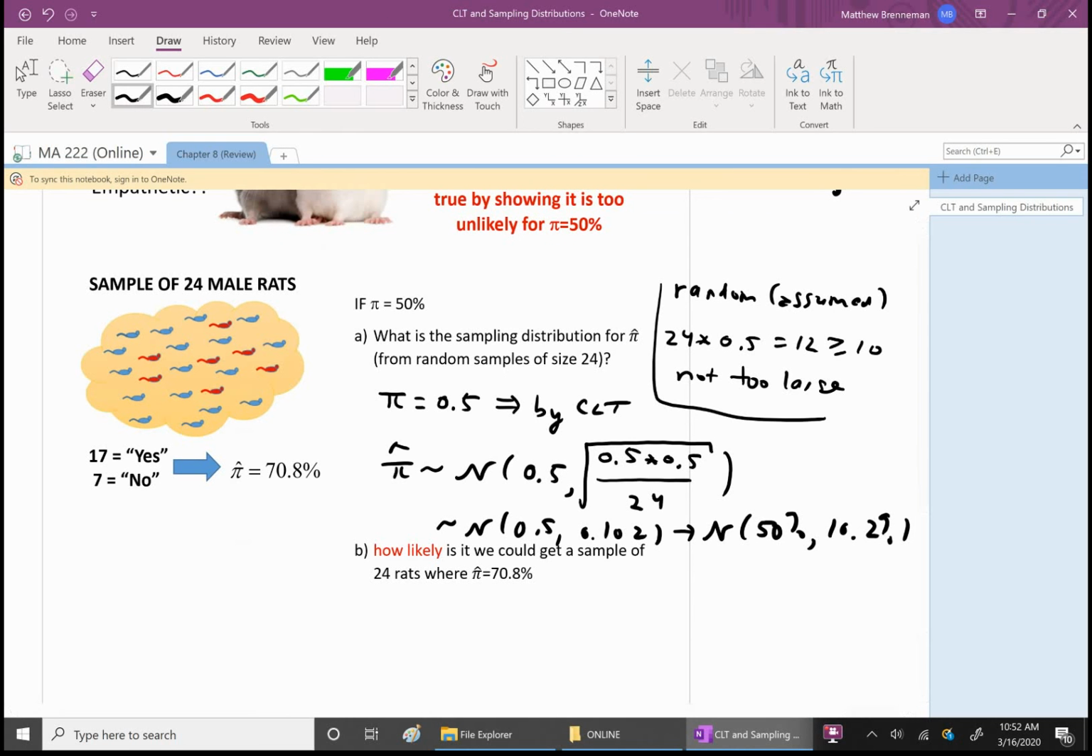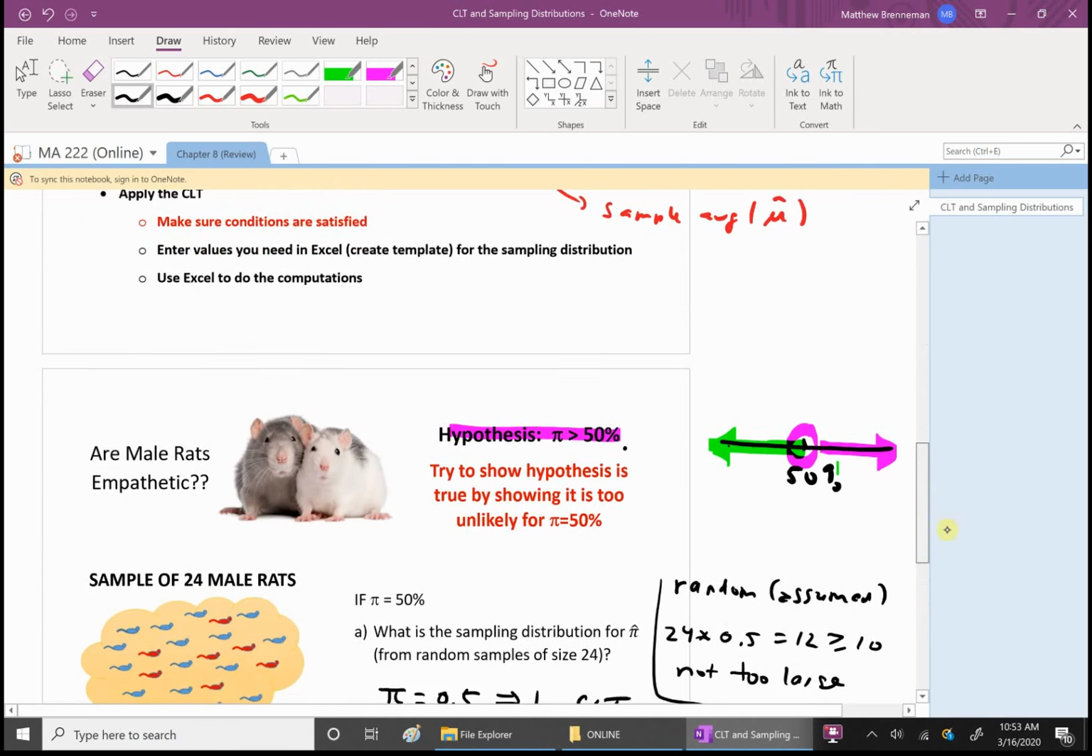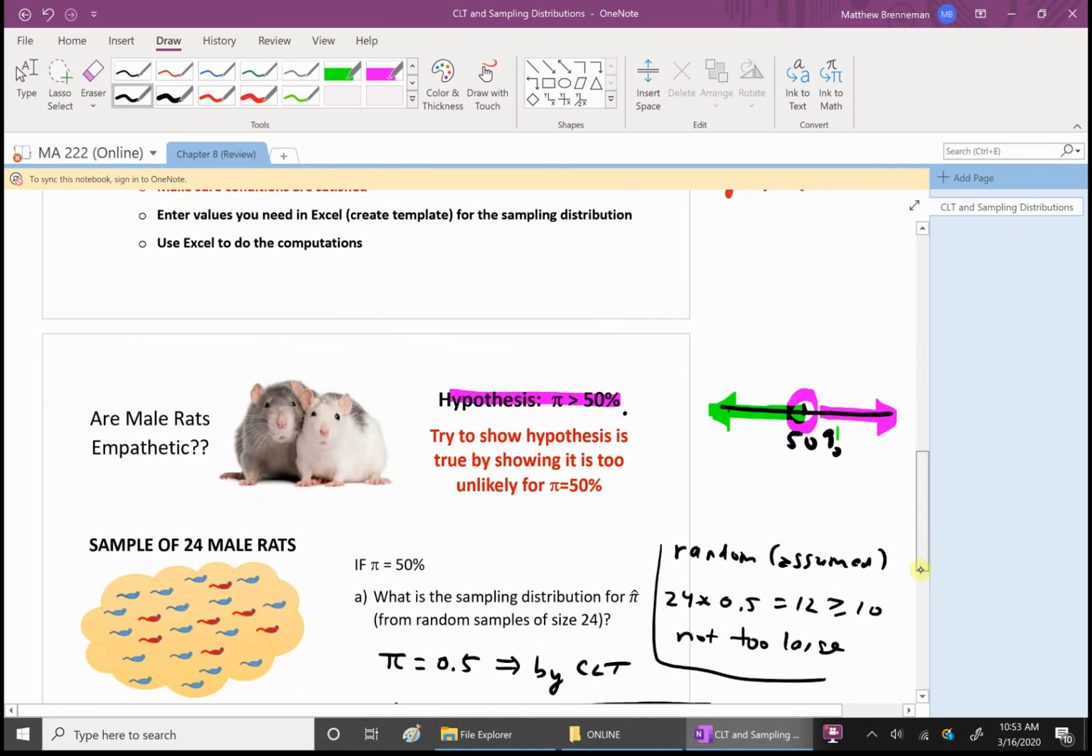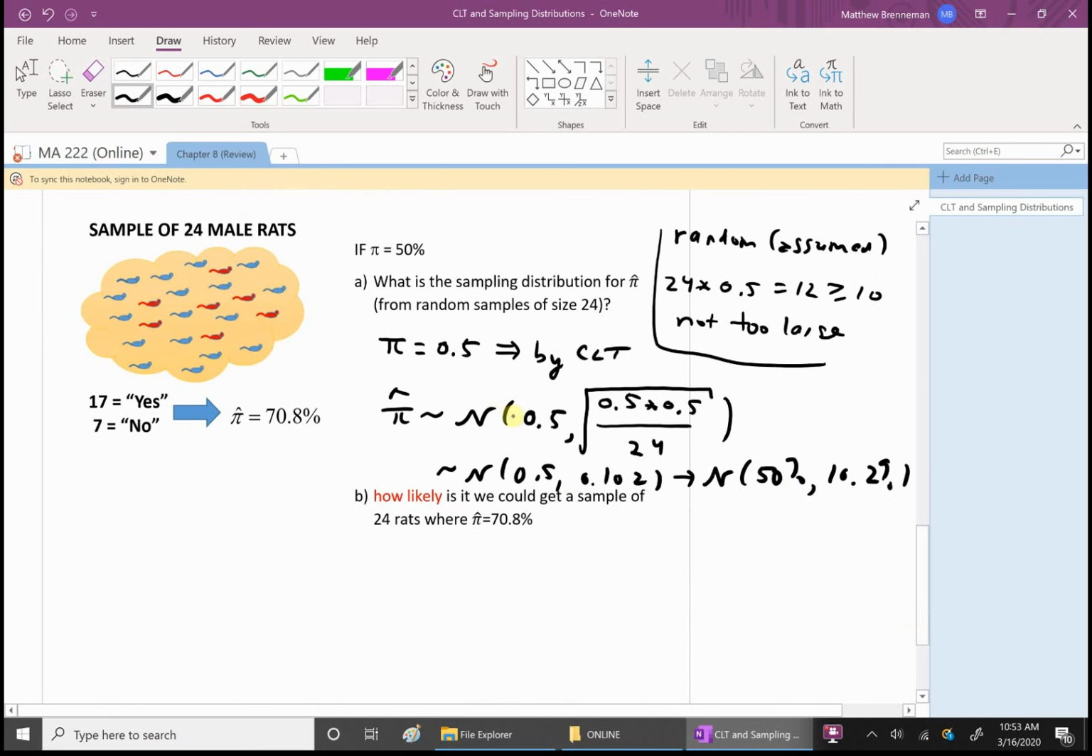So in chapter 9, the way we're going to actually answer this question is we're going to ask, well, how likely is it that if the opposite of our hypothesis was true, if pi was really less than or equal to 50%, we could get a sample percentage of 70.8%. So if pi was equal to 50%, we just showed that this is what the distribution of pi hats should be.